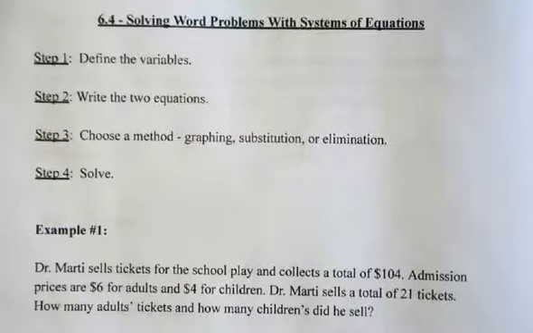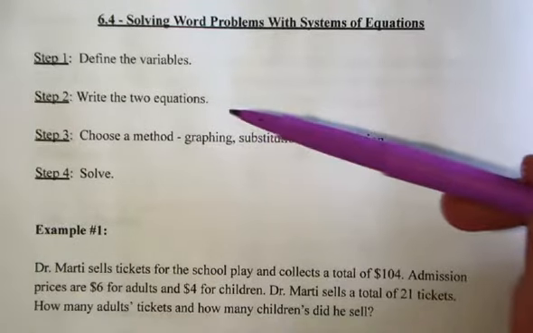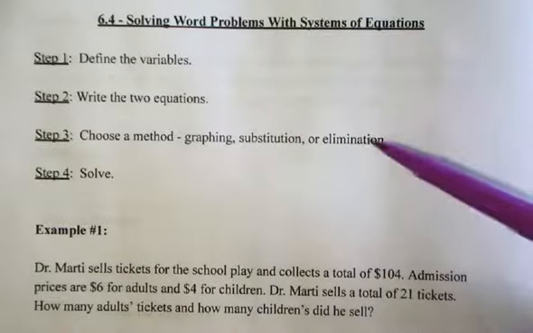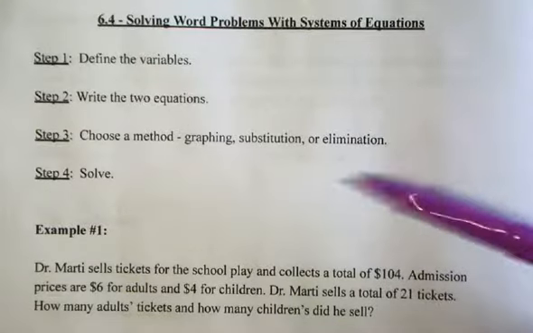Step 2 is going to be to write 2 equations. We're dealing with systems of equations. That means there are 2 different equations. Step 3 is going to be choose your method: graphing, substitution, elimination. Step 4 is going to be to solve. So let's look at example 1.